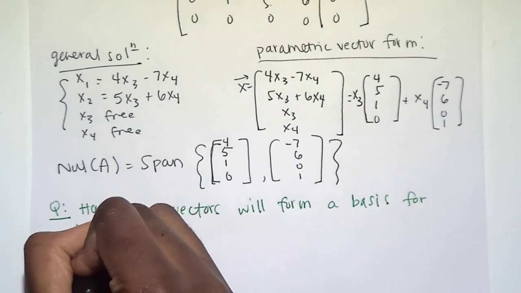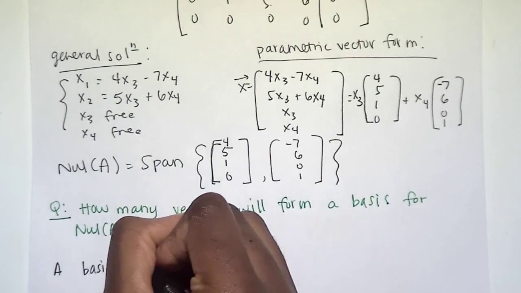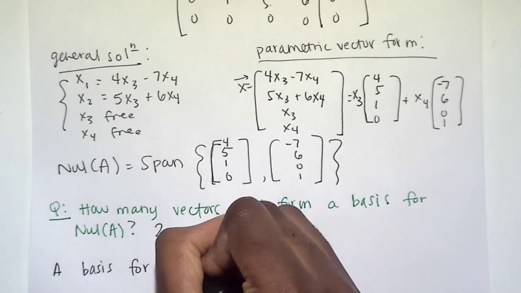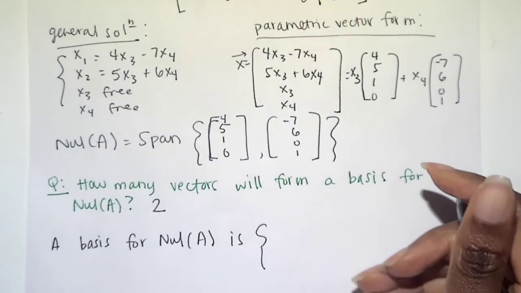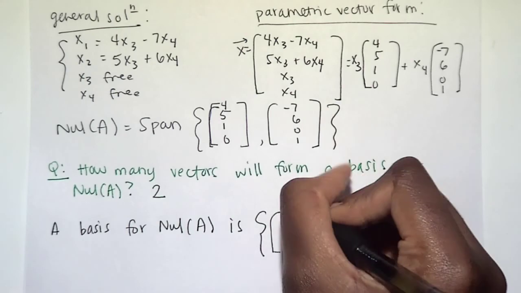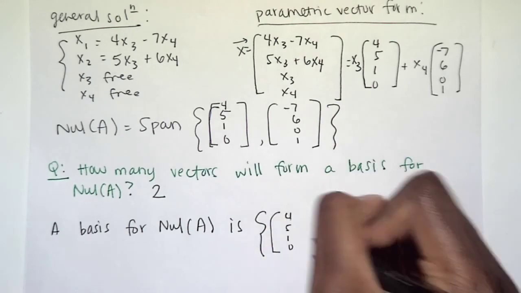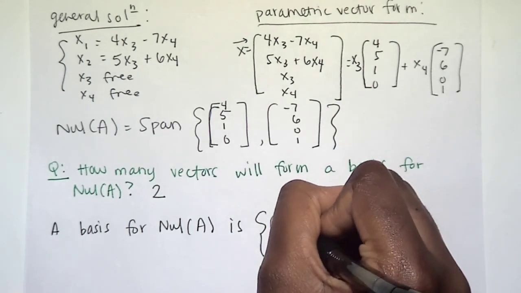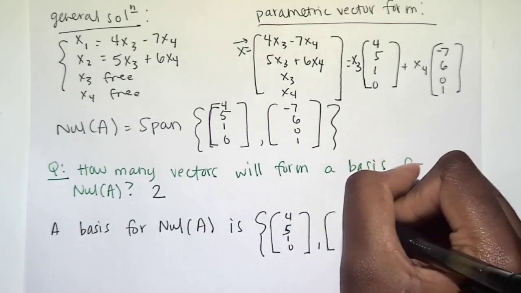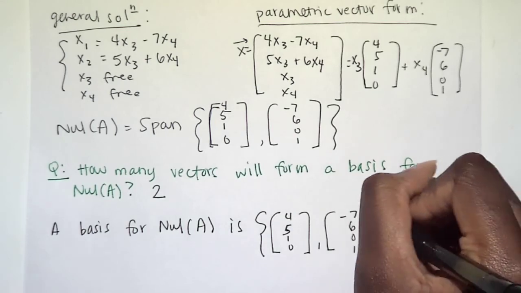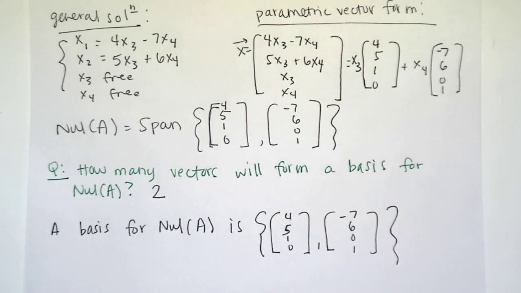So we can say that a basis for the null space of A is the vector 4, 5, 1, 0. That's 5. And the vector -7, 6, 0, 1. All right, because everything in the null space can be written as a linear combination of these two linearly independent vectors.